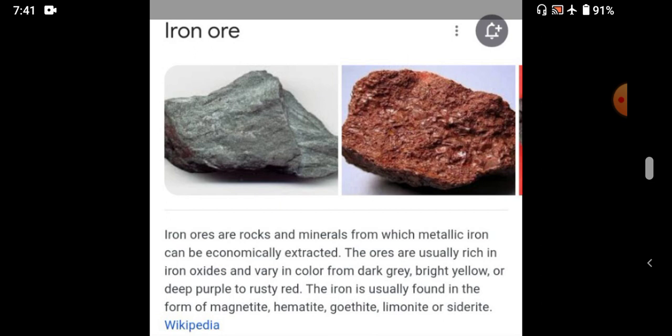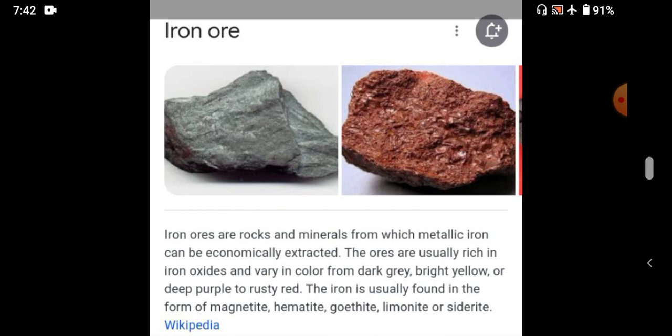In India, mostly we can find this magnetite in Tamil Nadu and Karnataka. In which color is this magnetite? It is dark brown and blackish in color, so it is otherwise called black ore.